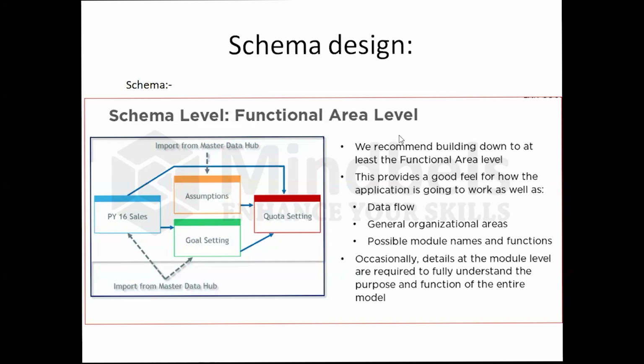Can you please repeat the things you said about the functional area level? Yeah. So this particular schema, whatever you are seeing currently on the screen, is a very high level schema. It is at the functional area level. Quota setting is one function, goal setting is one function, PY16 cells is one function. Here you see the data is coming from the master data hub to this set of modules, then they are flowing with each other as required.